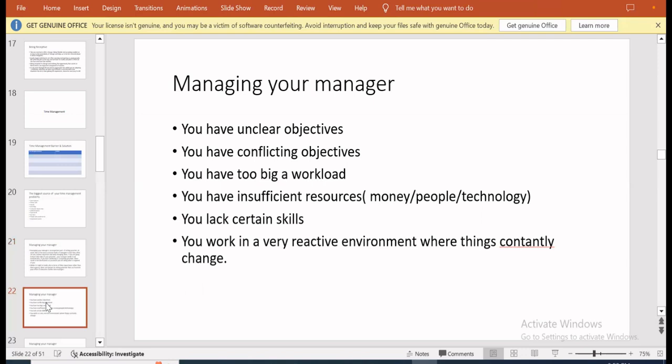So you should have unclear objectives, you have a conflicting objective, you have too big one, all these things. You lack certain skills. So your manager, if you can manage your manager, you can also manage time.